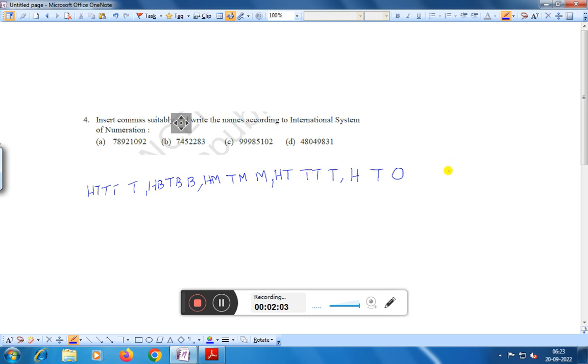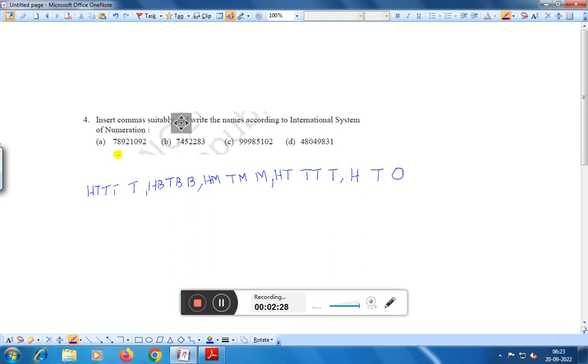That is ones, 10, 100, you put 1 comma, then 1000, 10,000, 100,000, you put another comma, then million, 10 million, 100 million, another comma, billion, 10 billion, 100 billion, another comma, after that trillion, 10 trillion, 100 trillion. That means you have to put the commas after 3 digits.